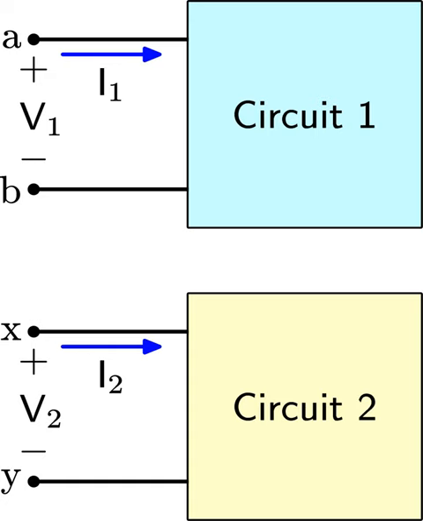Topic: time-varying components. In linear analysis, the components of the network are assumed to be unchanging, but in some circuits this does not apply, such as sweep oscillators, voltage-controlled amplifiers, and variable equalizers.